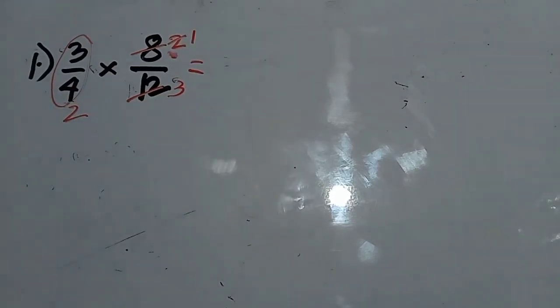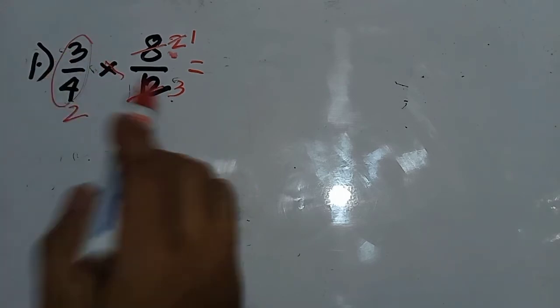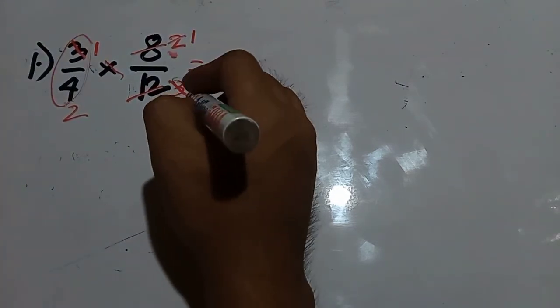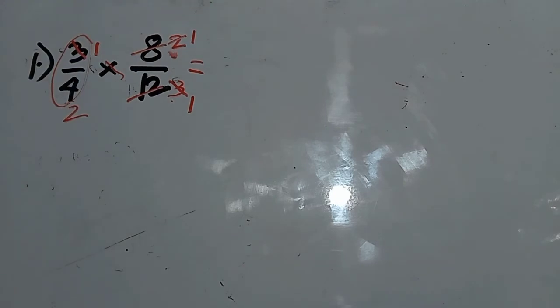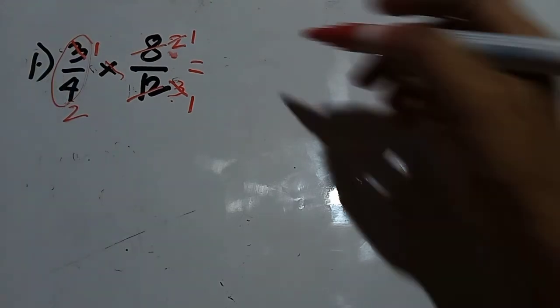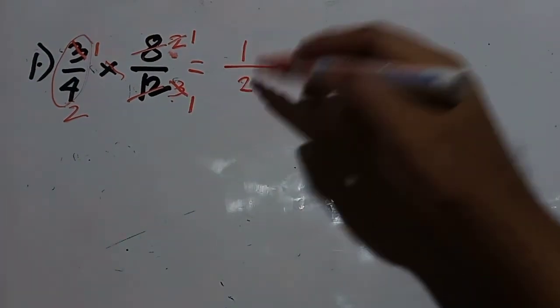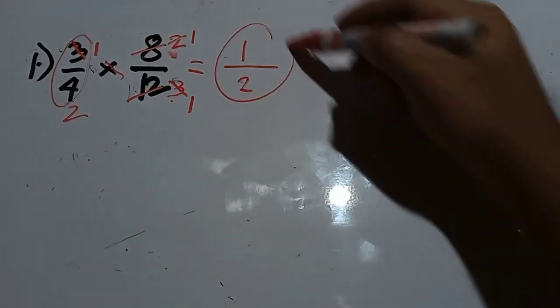So next, how about this one? 3 and 3. May common sila? Wala. By 3. So divide by 3. So 3 divide 3, that is 1. How about this one? 3 divide 3, that is 1. Now, i-multiply na natin. So 1 times 1, we have 1 over 2 times 1, that is 2. So ang ating final answer is 1/2.